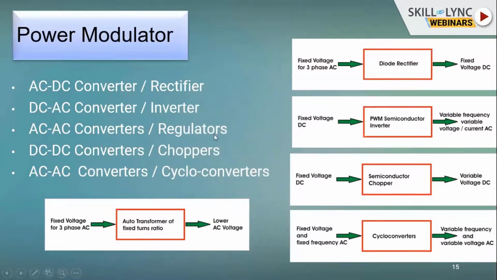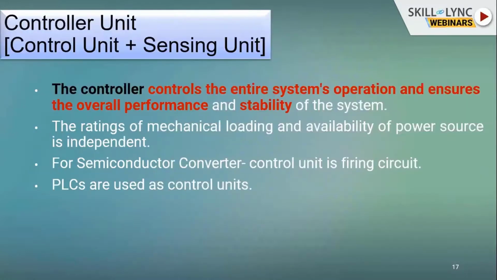that means a battery is available, and we are going to control an AC motor, maybe an induction motor or a permanent magnet synchronous motor. In that case, to control it, we require the inverter. Okay, whatever the mechanical loading or the availability of the power source, it is independent of the controller used. You may go ahead with the analog controller.